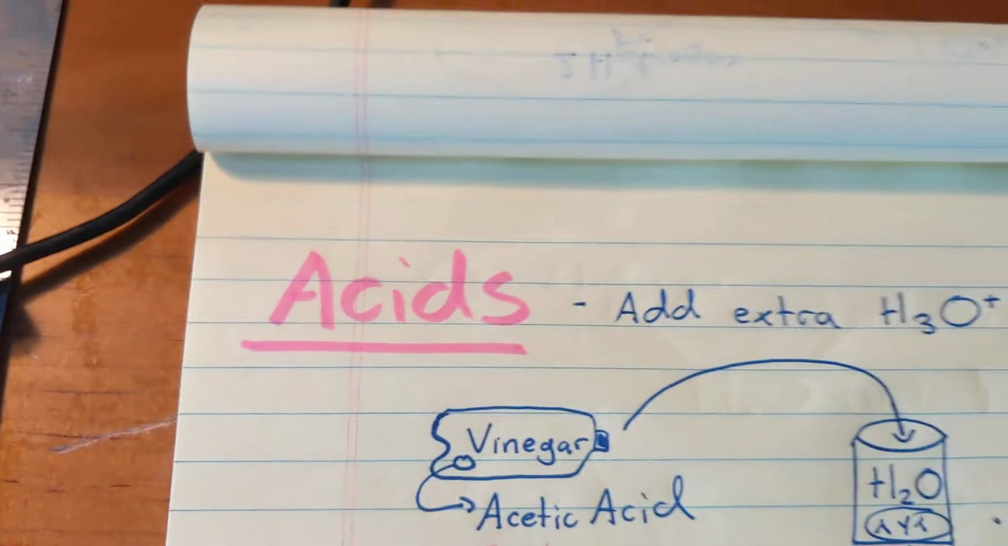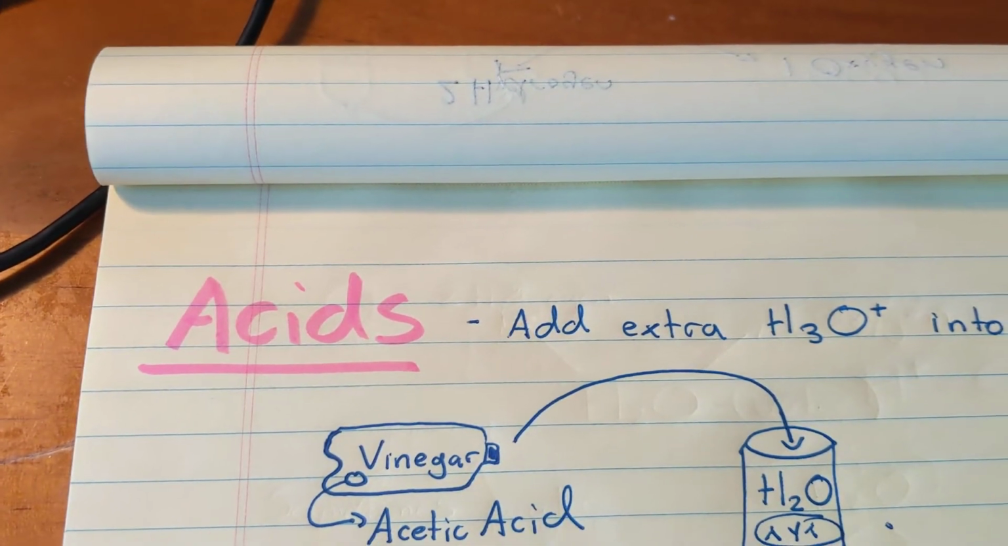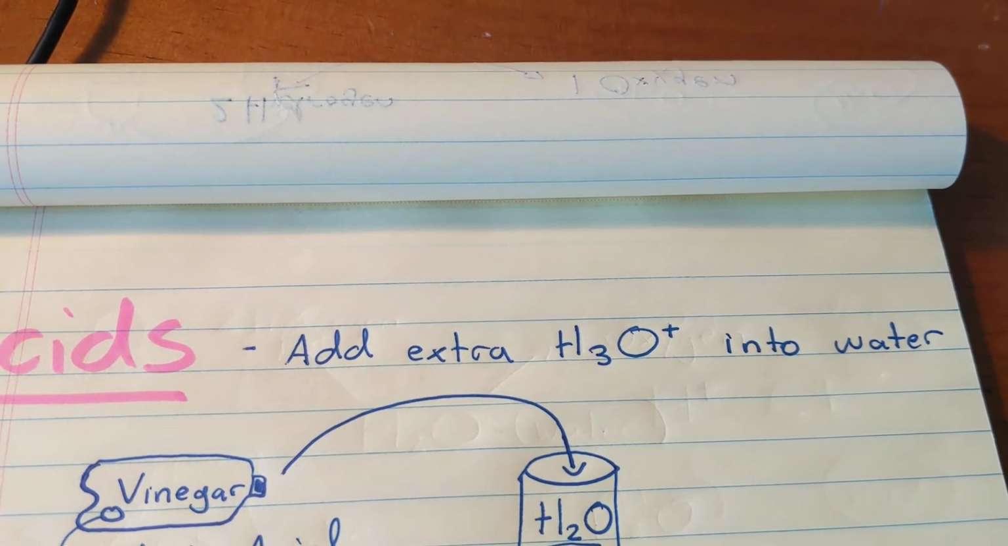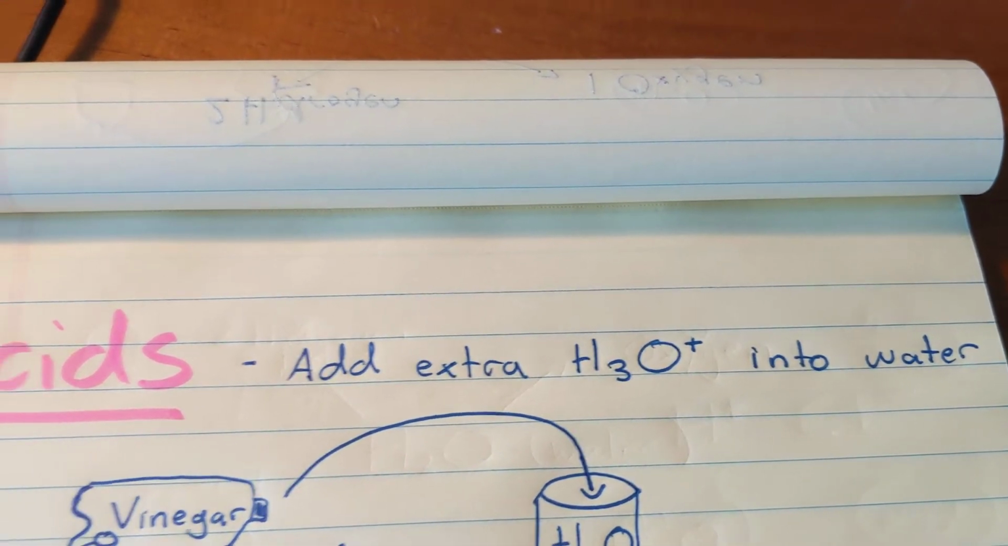Alright, so acids are chemicals that add extra hydronium ions into water. So how do they do that?